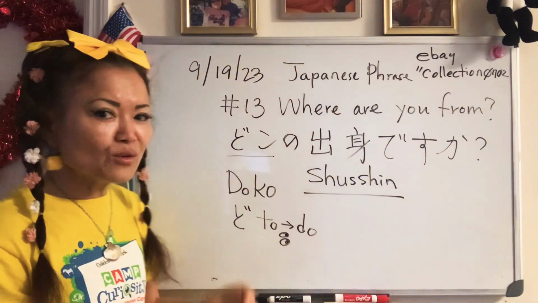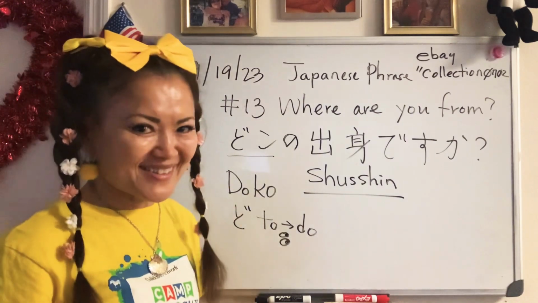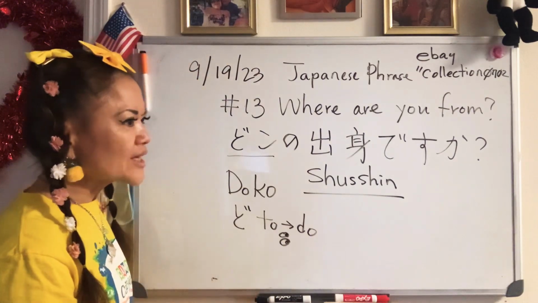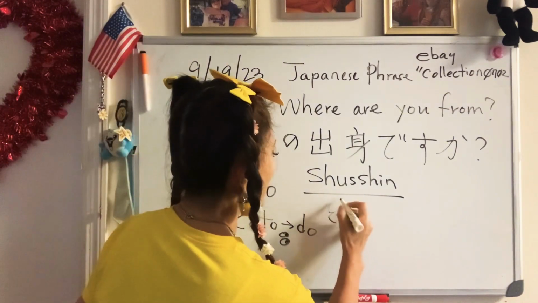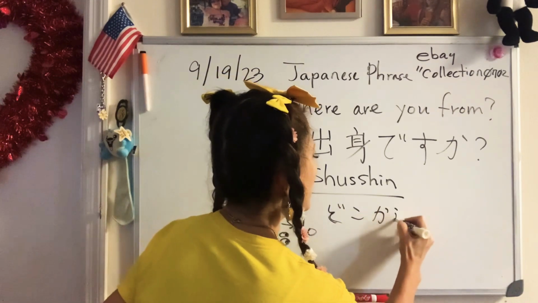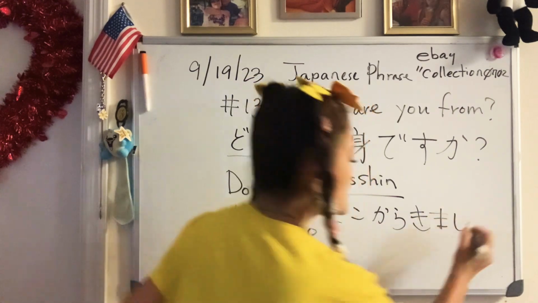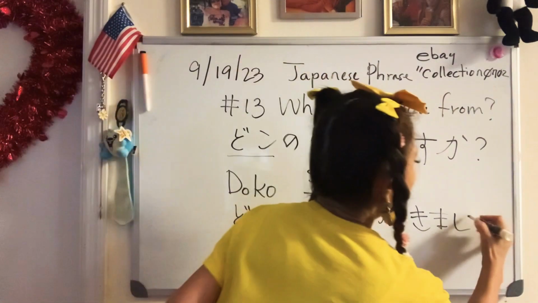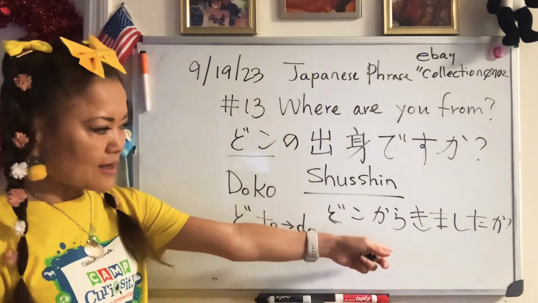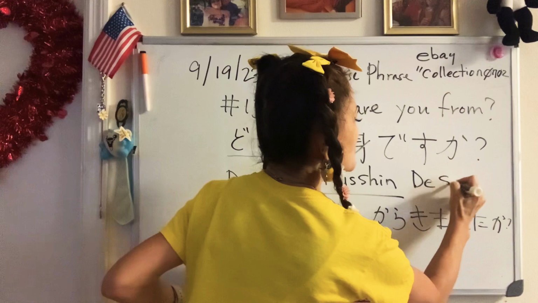And then you remember doko, and then no, it's a particle, possession. Doko no shushin desu ka? Or you can say doko kara kimashita ka? Ka. Okay. Doko kara kimashita ka? Doko no shushin. Let me write down the English.